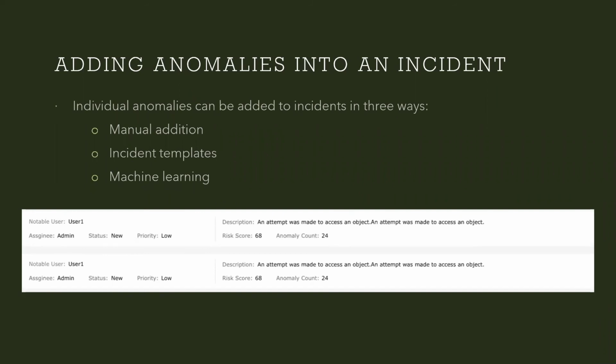The first way is the manual addition. The analyst can manually add anomalies together as incidents. That's the easiest way to do things. It's going to rely on the analyst's intelligence to put together different anomalies and see them as part of that one larger incident. The second way to add anomalies to an incident is through the use of incident template rules.